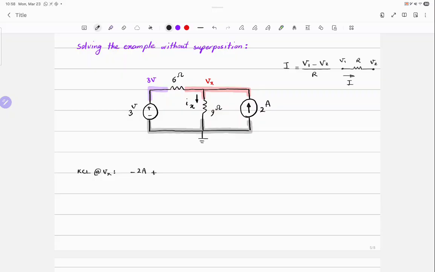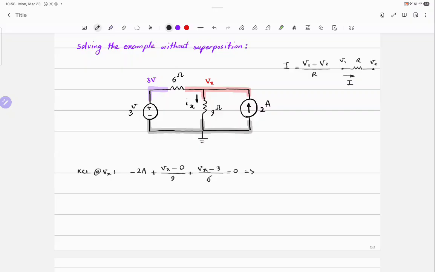This is that one. So can you tell me what's the current leaving the red node to the left or going down? What is the current going down from Vx, going down through the 9 ohm resistor? Vx minus 0 divided by 9, plus what is the current leaving the red node toward the purple node? Vx minus 3 divided by 6 is equal to 0, right? One KCL.